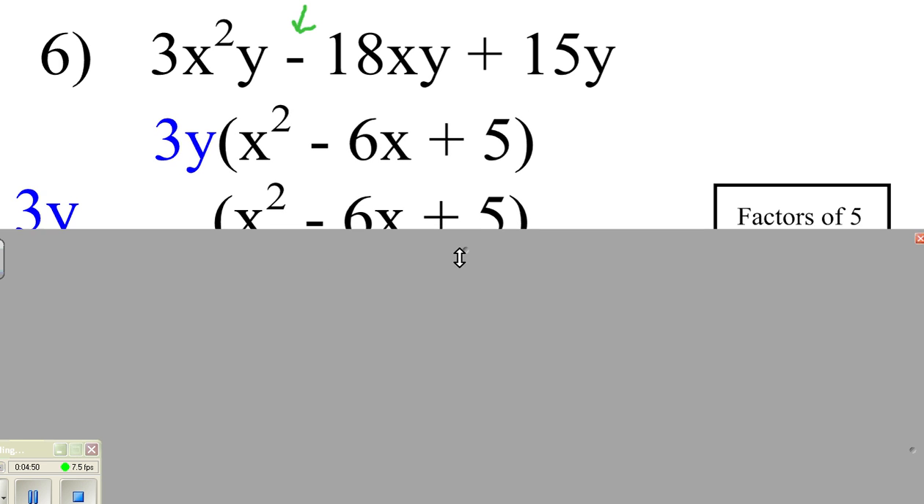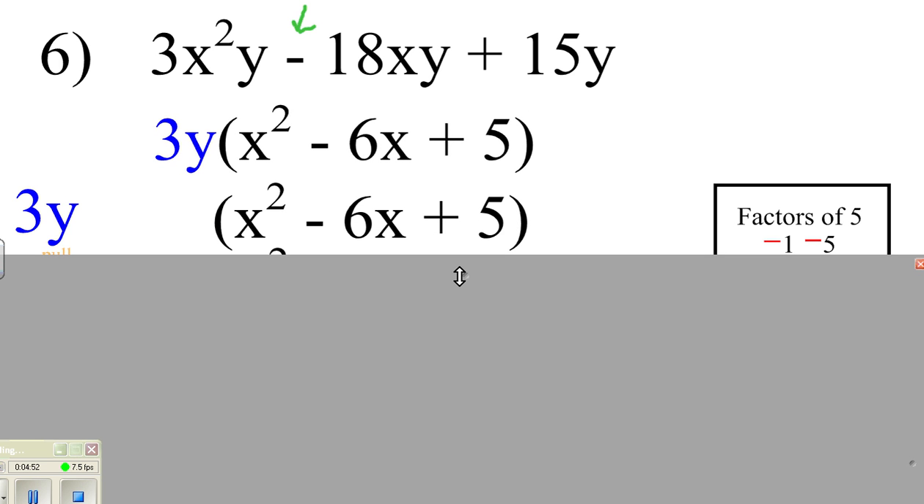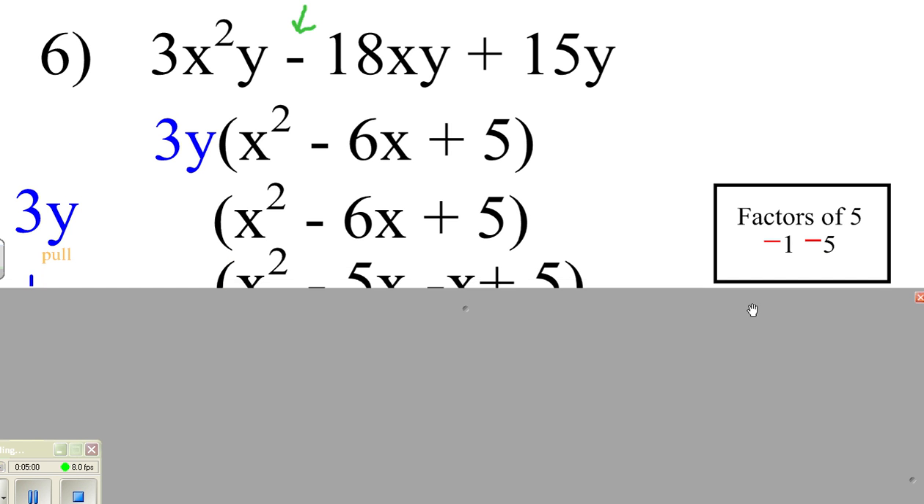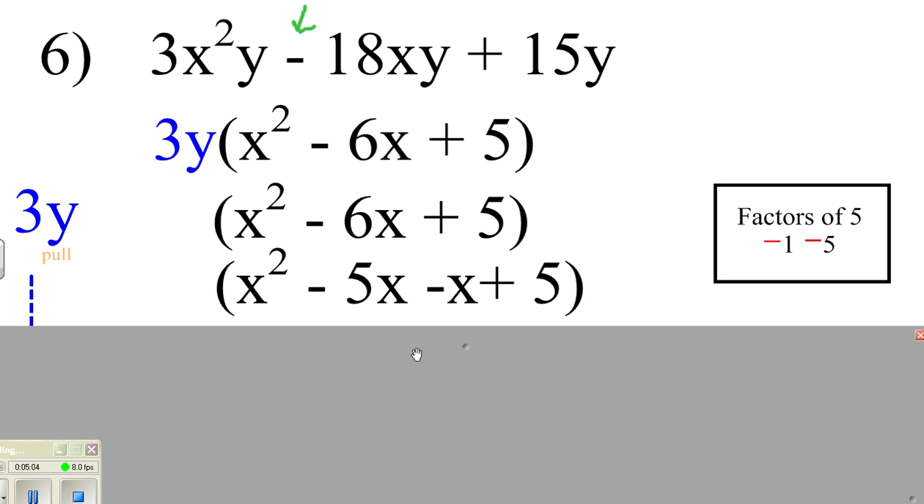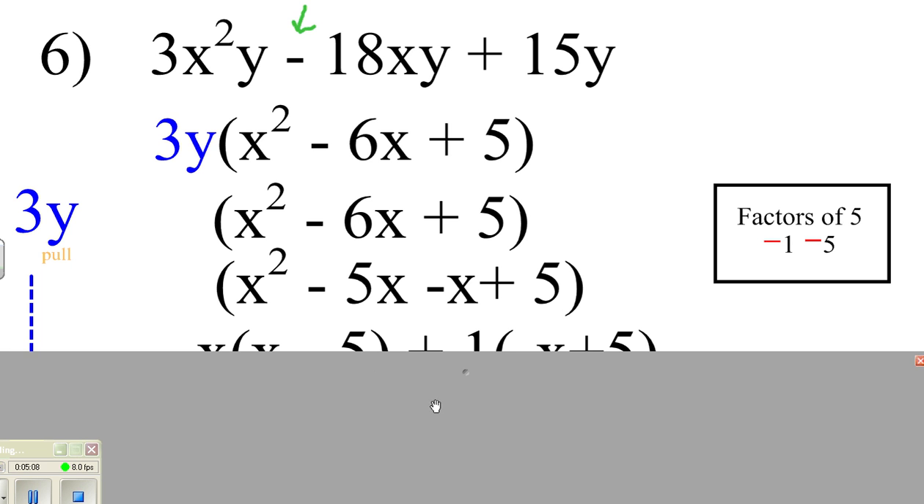And then we would start asking the question, what two numbers can we multiply together to get 5 and add them together to get 6? And the 6 is negative. Well, the only way to do that is a negative 1 times a negative 5. And so then we break up the 6 to a negative 5x and a negative 1x.